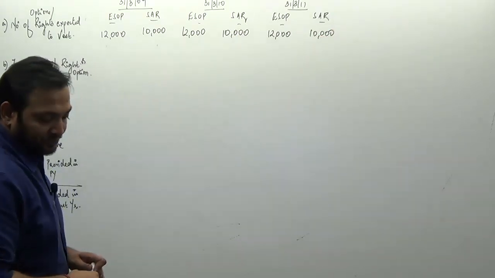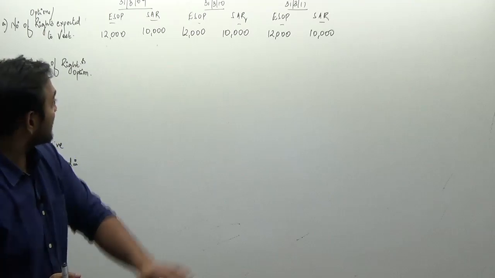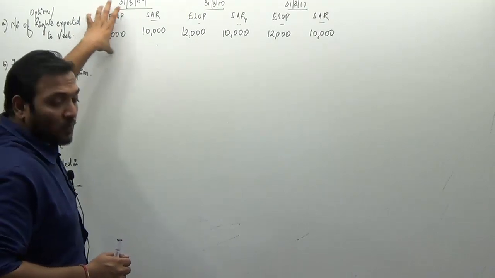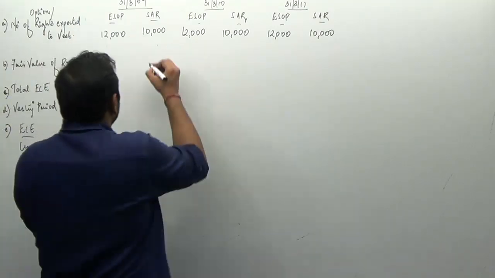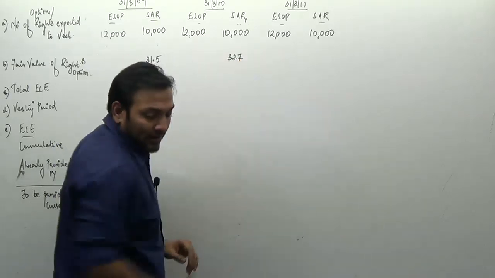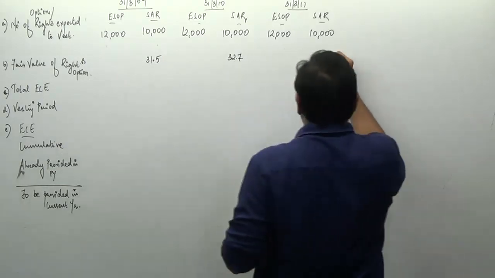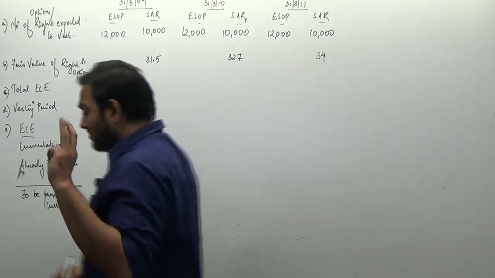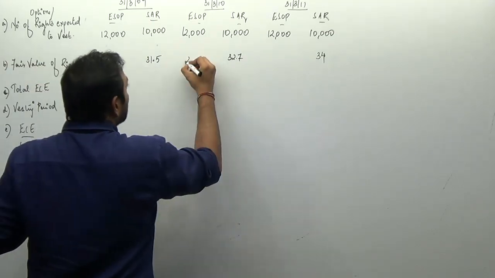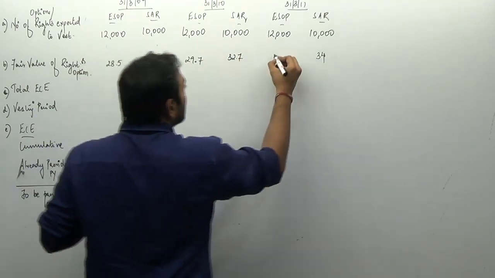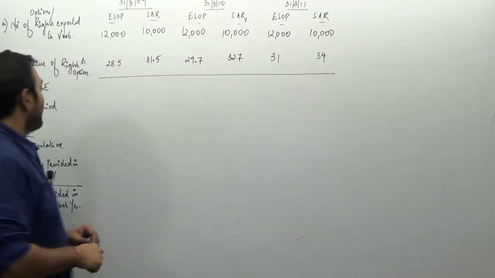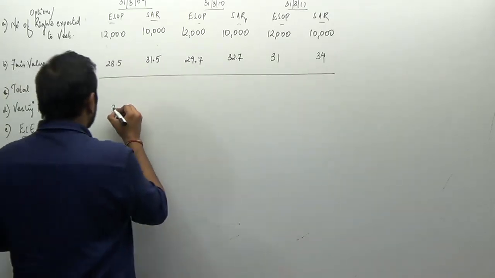Fair values without restriction are applicable for SAR. The restriction of 5 years lock-in period is only there for ESOP. SAR values, I can fill it up: 32.7 and 34. And what did we say? With restriction, always deduct 3 rupees. Deduct 3 rupees, 28.5. Deduct 3 rupees, 29.7. Deduct 3 rupees, 31. Vesting period is 3 years throughout.